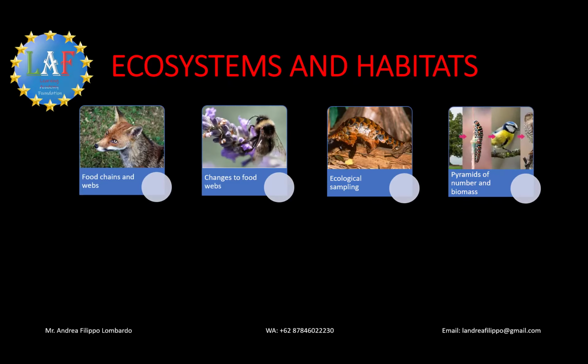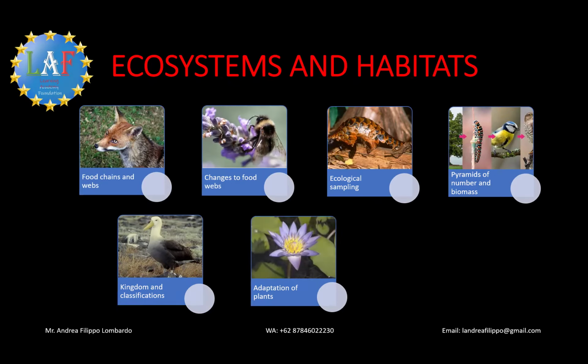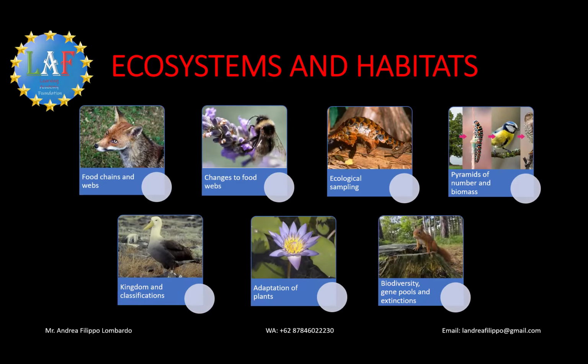And also pyramids of number and biomass are different ways of showing the amount of organisms at each stage in the food chain. The students will learn how different species group together and how they are related to each other. They will see that plants live in a wide variety of habitats, so they will learn how each species is adapted to suit where they live. And finally, that biodiversity is a measure of the range of living organisms within a habitat. So a gene pool is the range of DNA in a species.